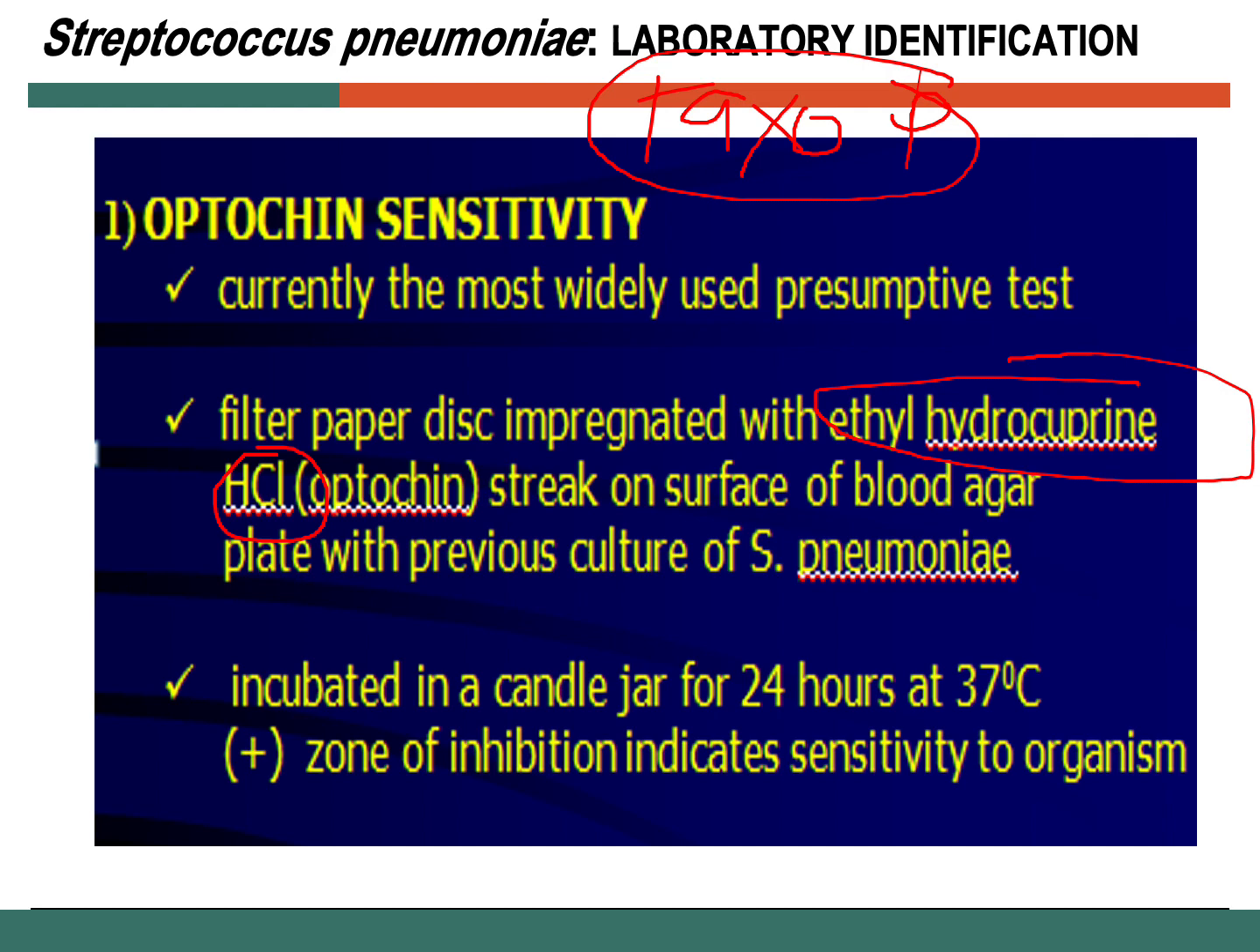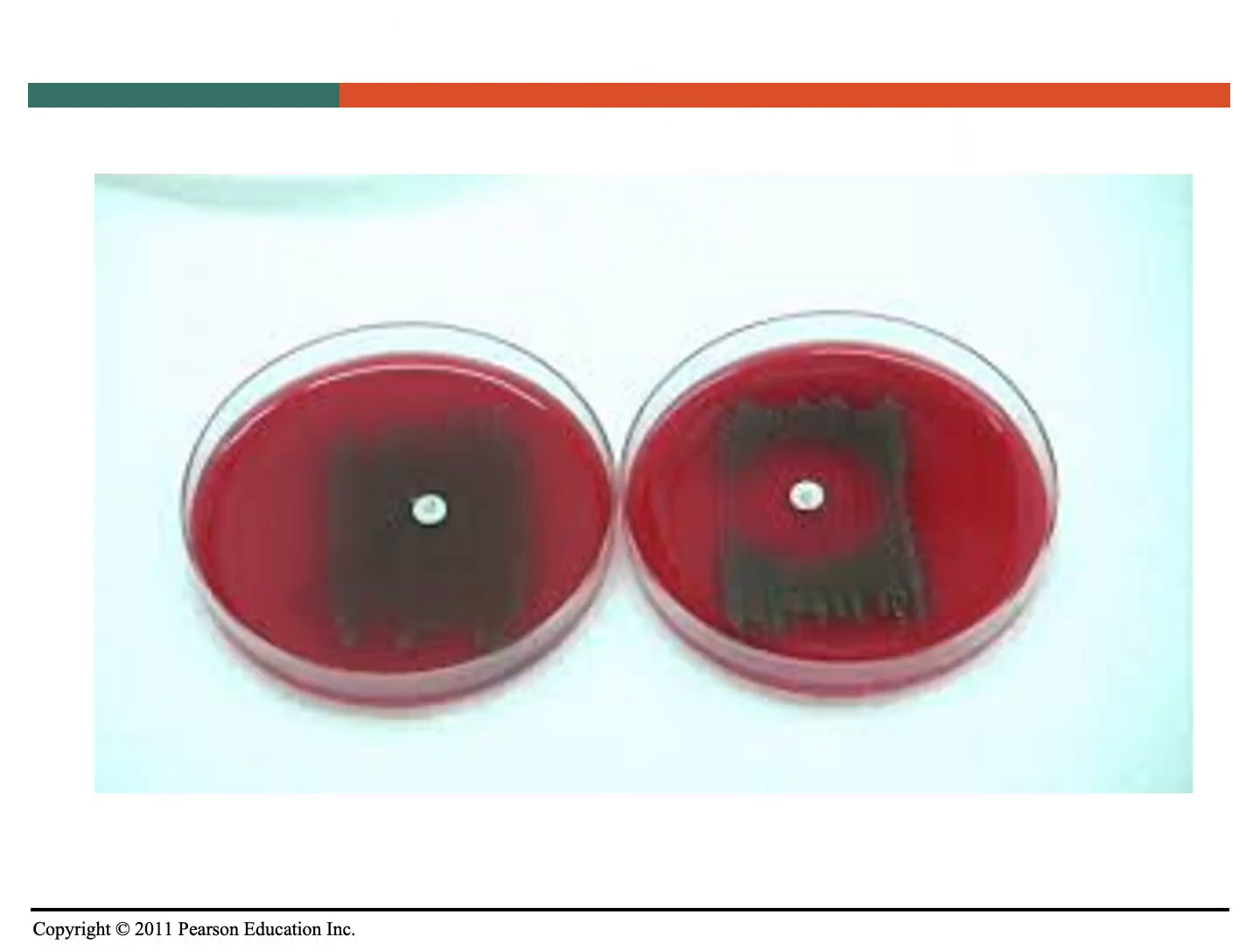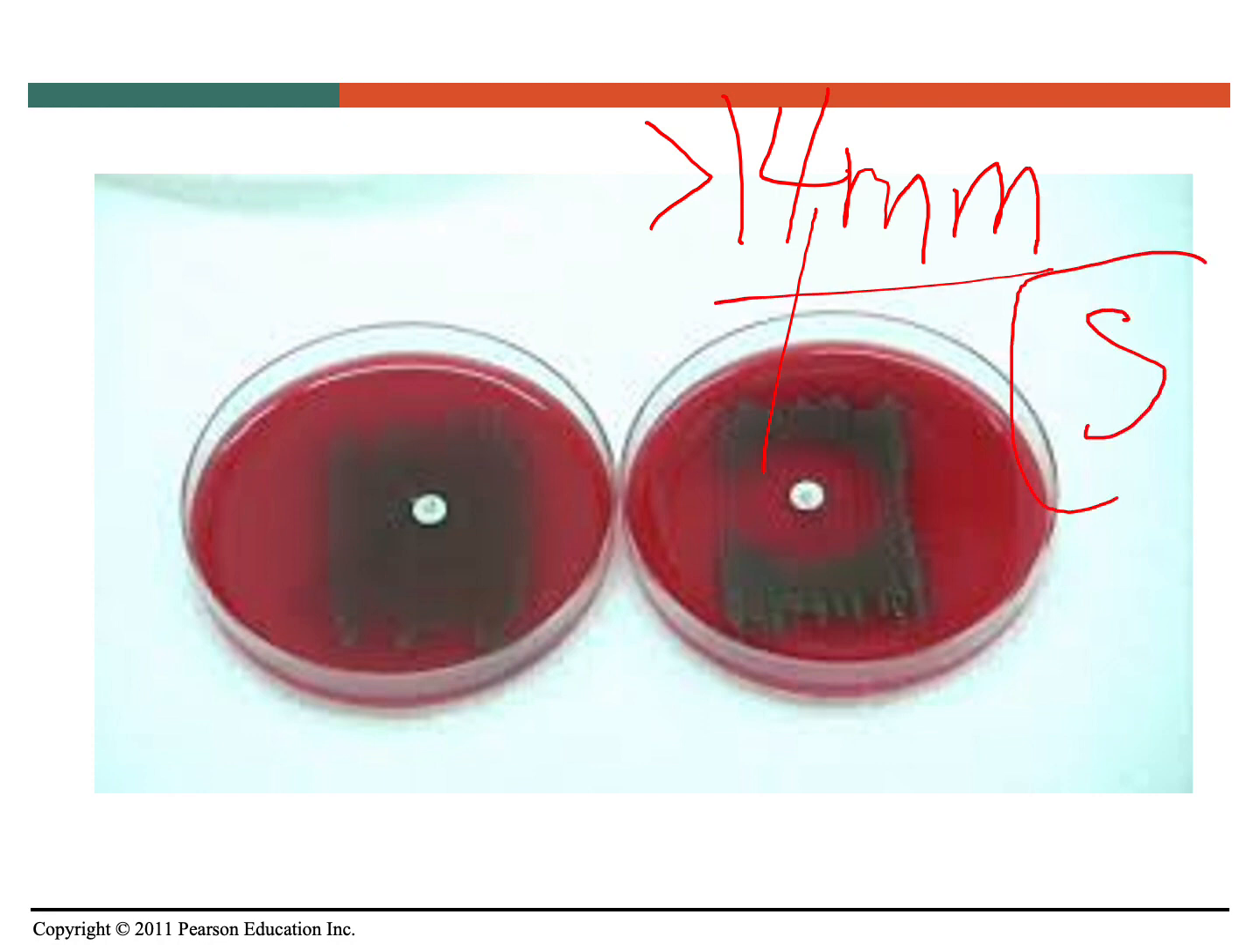After putting your antibiotic disc, you incubate that one at 24 degrees Celsius and measure the zone of inhibition. So here, this is resistant, and this is susceptible. A measurement of more than 14 mm indicates susceptible. So if you see more than 14 mm for the ZOI, then the organism is Streptococcus pneumoniae.